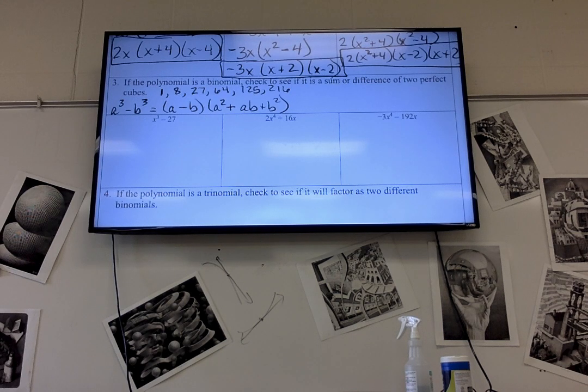It works the same with a cubed plus b cubed. There is a sum of two cubes. There's not a sum of two squares. That will factor into a plus b.